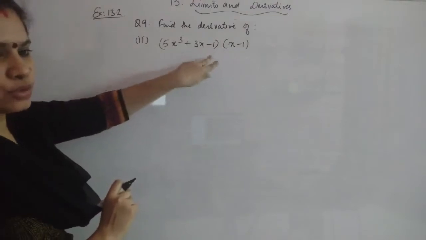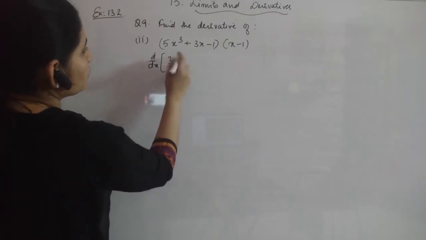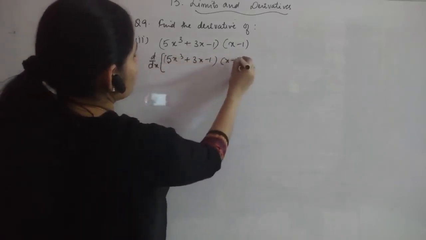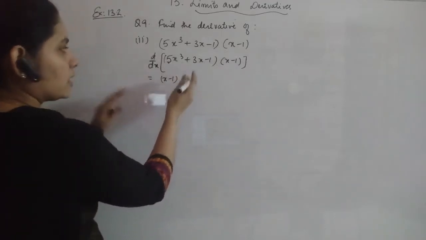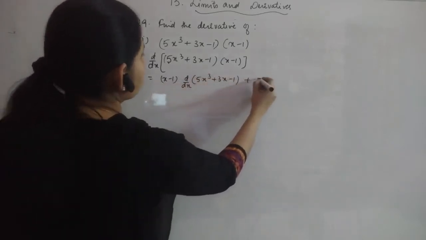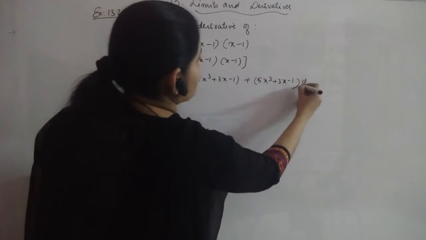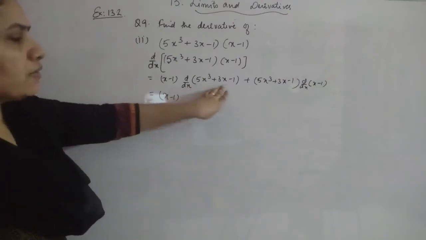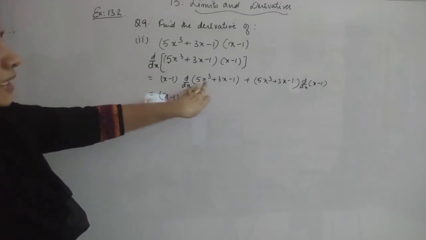So you have a product of 2, so you can use product rule. D by dx of this term will give you 5x cube plus 3x minus 1 into x minus 1. This is d by dx of uv. So you will get x minus 1, or the other way, d by dx of 5x cube plus 3x minus 1 plus 5x cube plus 3x minus 1 into d by dx of the other term. So x minus 1 into derivative of this, again you can separately do these things.